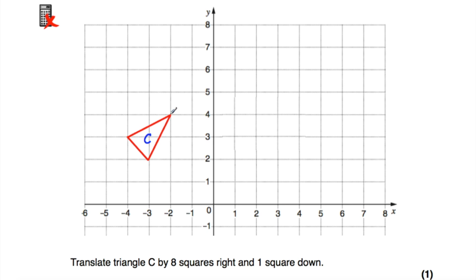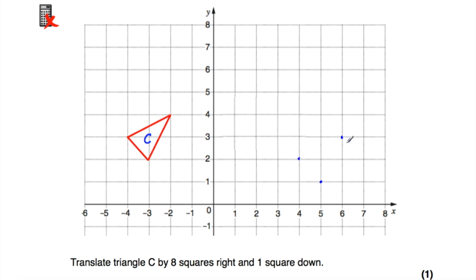So I'm going to start off with the top and move it 8 squares to the right. 1, 2, 3, 4, 5, 6, 7, 8. So it's going to move there, and then 1 down will be there. So 8 to the right and 1 down. Let's move the next point 8 to the right and 1 down. 1, 2, 3, 4, 5, 6, 7, 8, and 1 down will be there. And finally, this point here, 8 to the right and 1 down. 1, 2, 3, 4, 5, 6, 7, 8, and 1 down, we'll move it there.